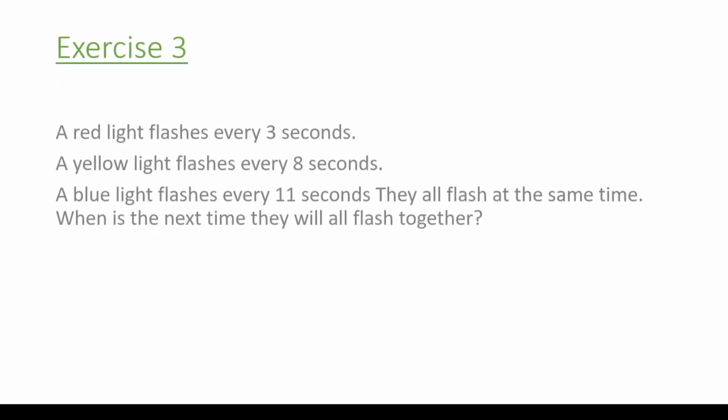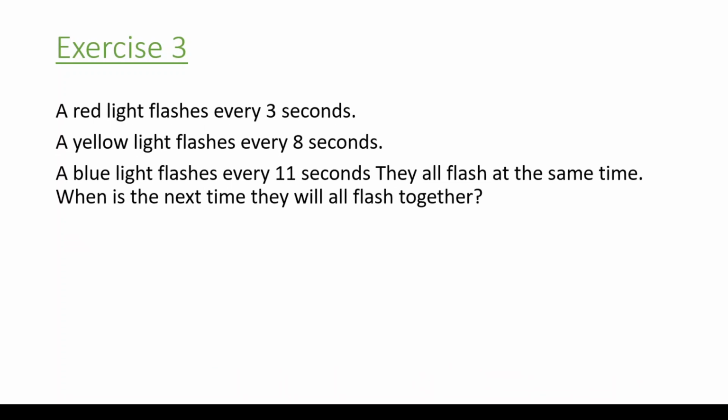So for exercise 3, a red light flashes every 3 seconds. A yellow light flashes every 8 seconds. A blue light flashes every 11 seconds. When is the next time they will all flash together? You'll have 20 seconds for this one. Okay, so that's roughly 20 seconds up.